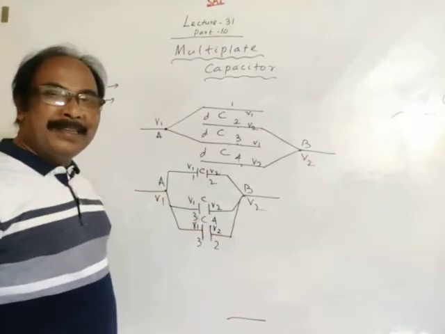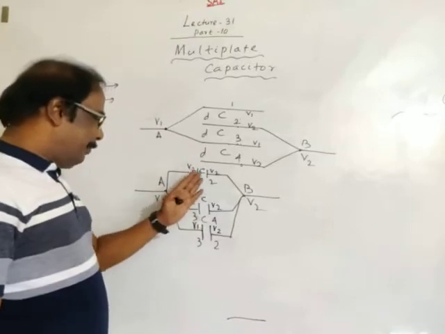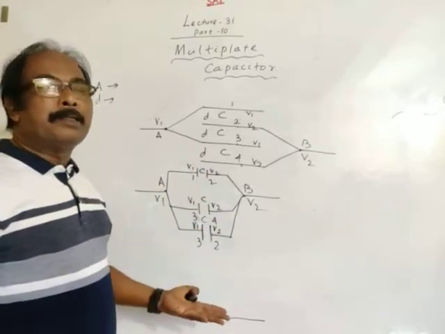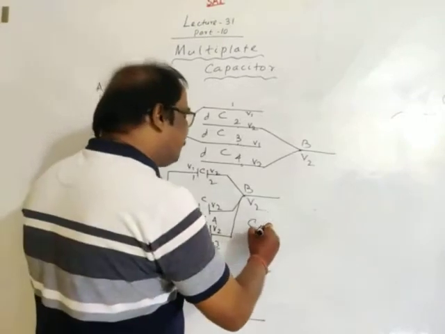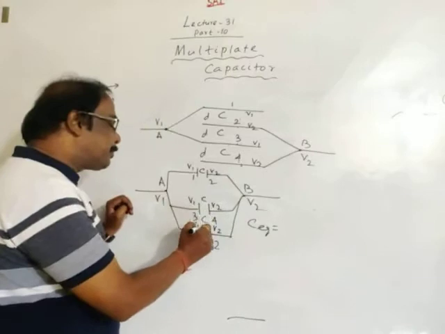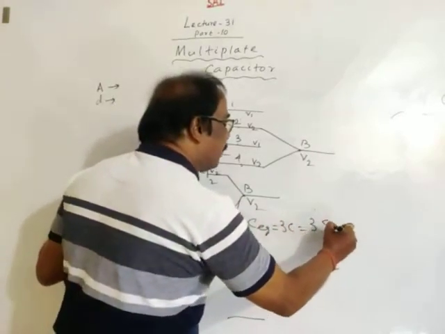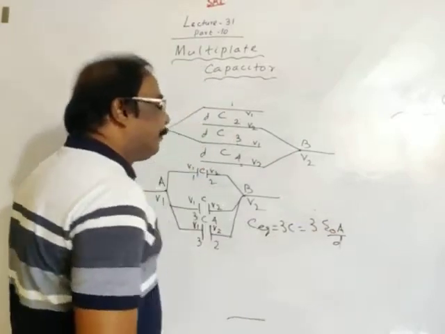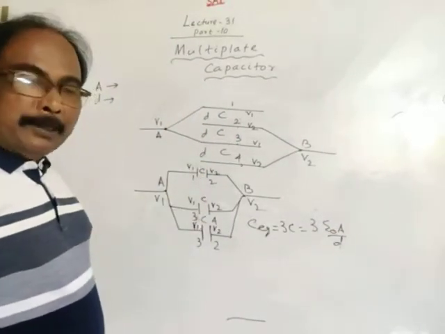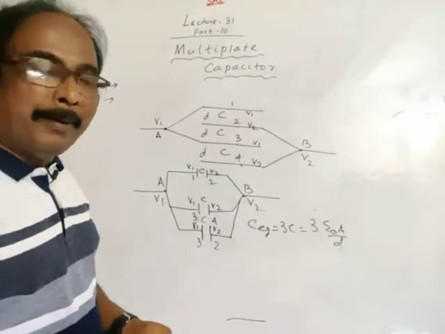So for all these capacitors, the first plates are at common potential V1 and the second plates are at common potential V2. So these 3 capacitors are in parallel. The equivalent capacitance of the parallel group is C plus C plus C, that's equal to 3C, or you may write 3 epsilon naught A by D. If you are considering vacuum or air in the space between the plates, then the capacitance is 3 epsilon naught A by D.